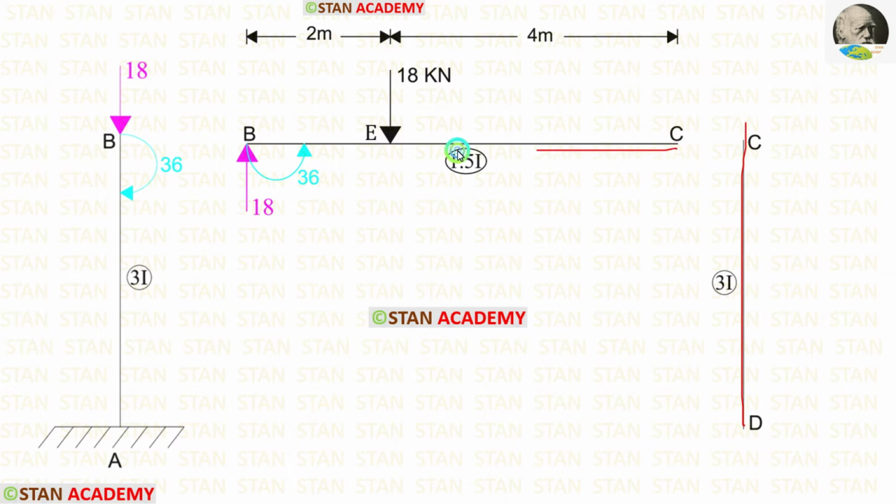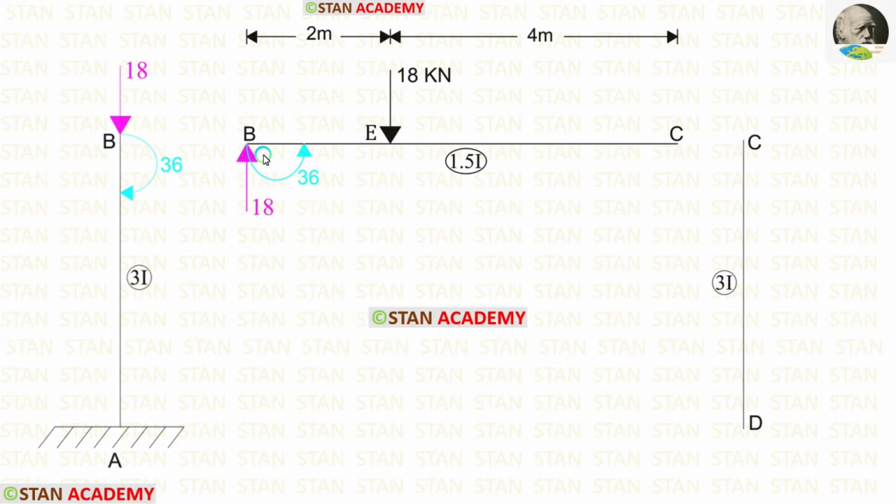DC, CB, and BA. In DC, there are no loads. In BC, at the point E, there is a point load of 18 kN. Because of this point load, a reaction is created at the point B. Since the load is acting downwards, the reaction should be acting upwards.